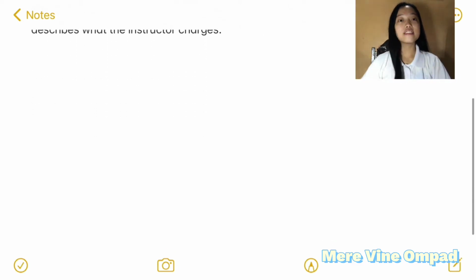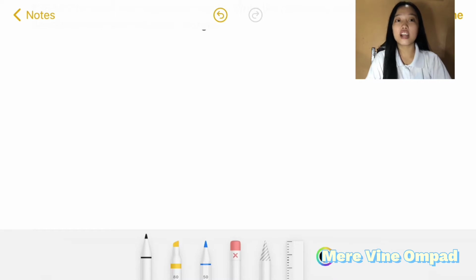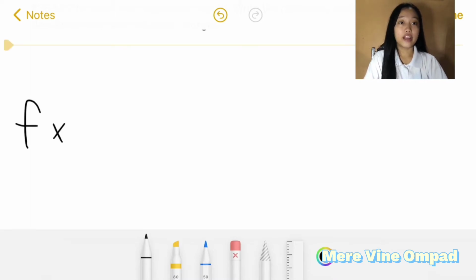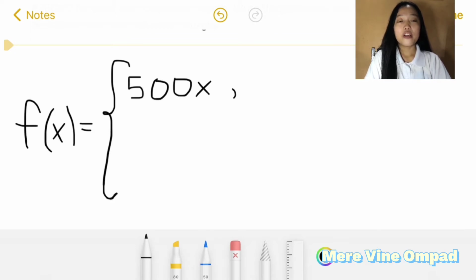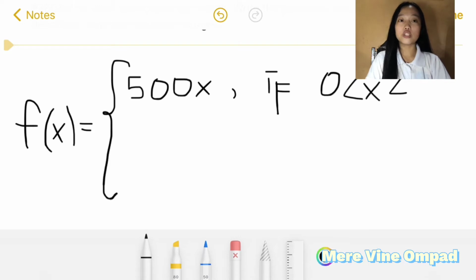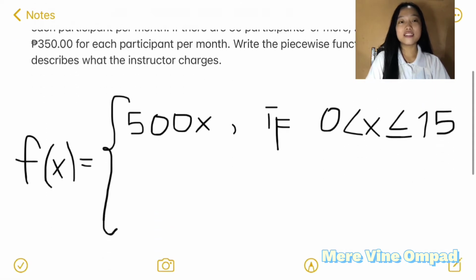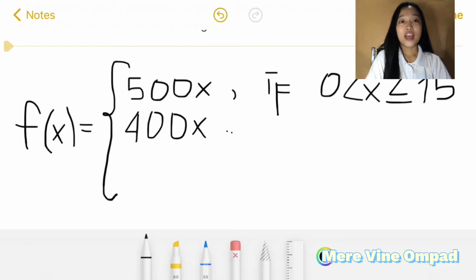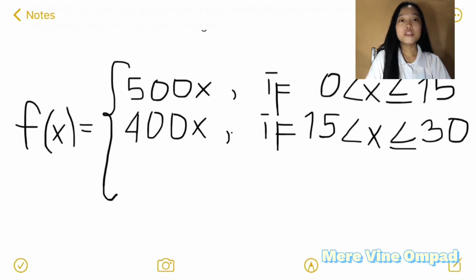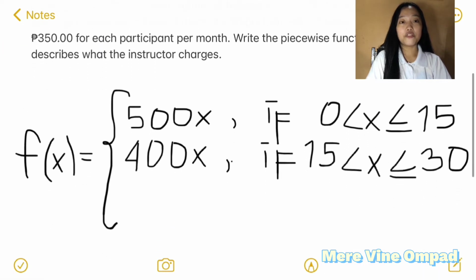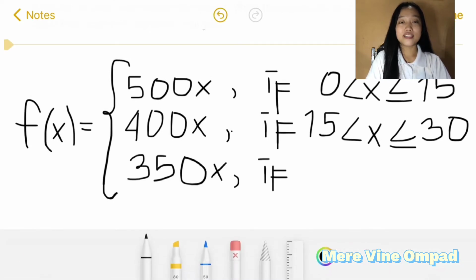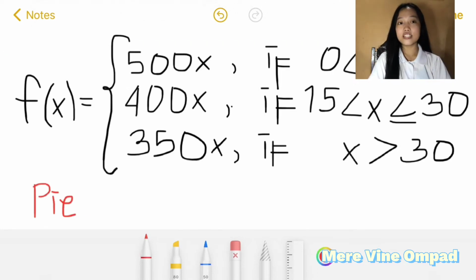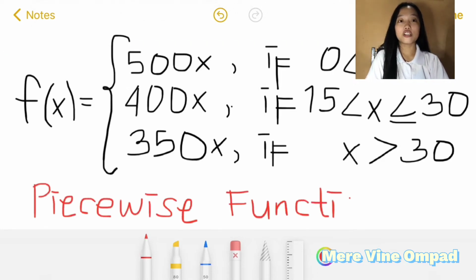As the statement said, we should get the piecewise function that describes the instructor's charges. So first, let's write f of x equals 500x if x is greater than 0 but less than or equal to 15. For the second statement, 400x if x is greater than 15 but less than or equal to 30. For the third, 350 pesos will be the charge of the instructor, so 350x if x is greater than 30. So this describes the piecewise function of the instructor's charges.